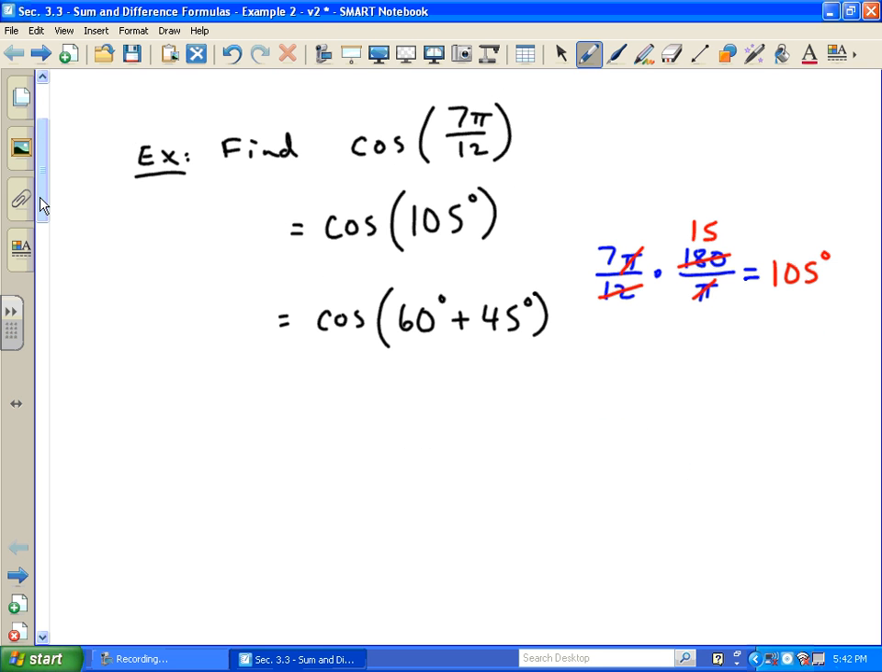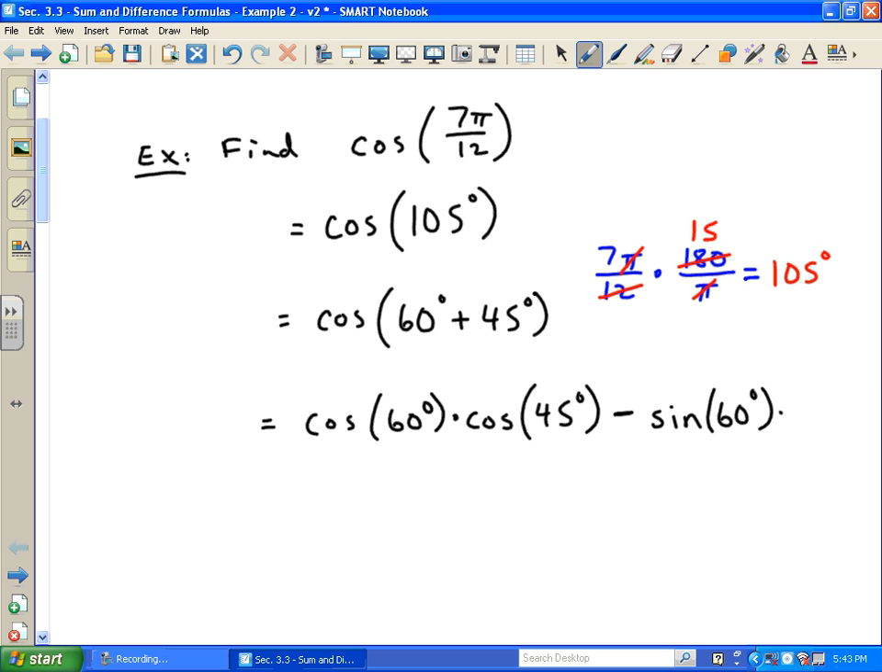The next thing I'm going to do is rewrite this sum using one of my sum and difference formulas. This is cosine of the sum of two angles. And so the formula I need to use is cosine of the first angle multiplied by cosine of the second angle. And then I always use the opposite sign from what I was originally given. This was a sum, and so right here I use a difference. And then in my next set, I use sines instead of cosines. So I'll have sine of 60 degrees times sine of 45 degrees.